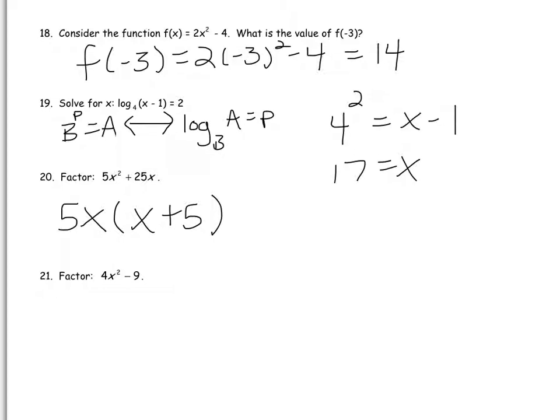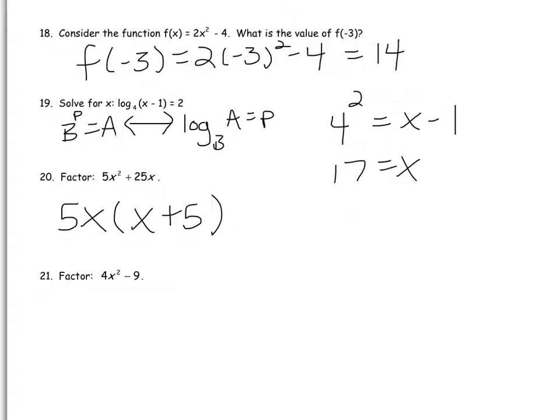Now remember, whenever you factor, you can always check yourself by using the distributive property. If I distribute the 5x through this binomial, I should get back 5x squared plus 25x. So 5x times x is 5x squared, and then 5x times 5 is 25x. So that checks out, it works. So you can always check yourself if you're not sure when you're factoring. I'm just going to erase to leave that factored form there.